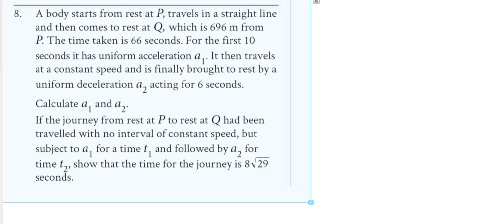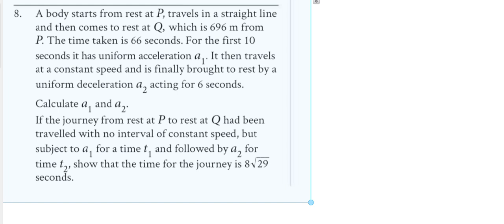A particle travels in a straight line and then comes to rest at Q, which is 969 meters away. The total time is 66 seconds. For the first 10 seconds, it has uniform acceleration A1, then travels at constant speed, and is finally brought to rest by uniform deceleration A2, acting for 6 seconds.